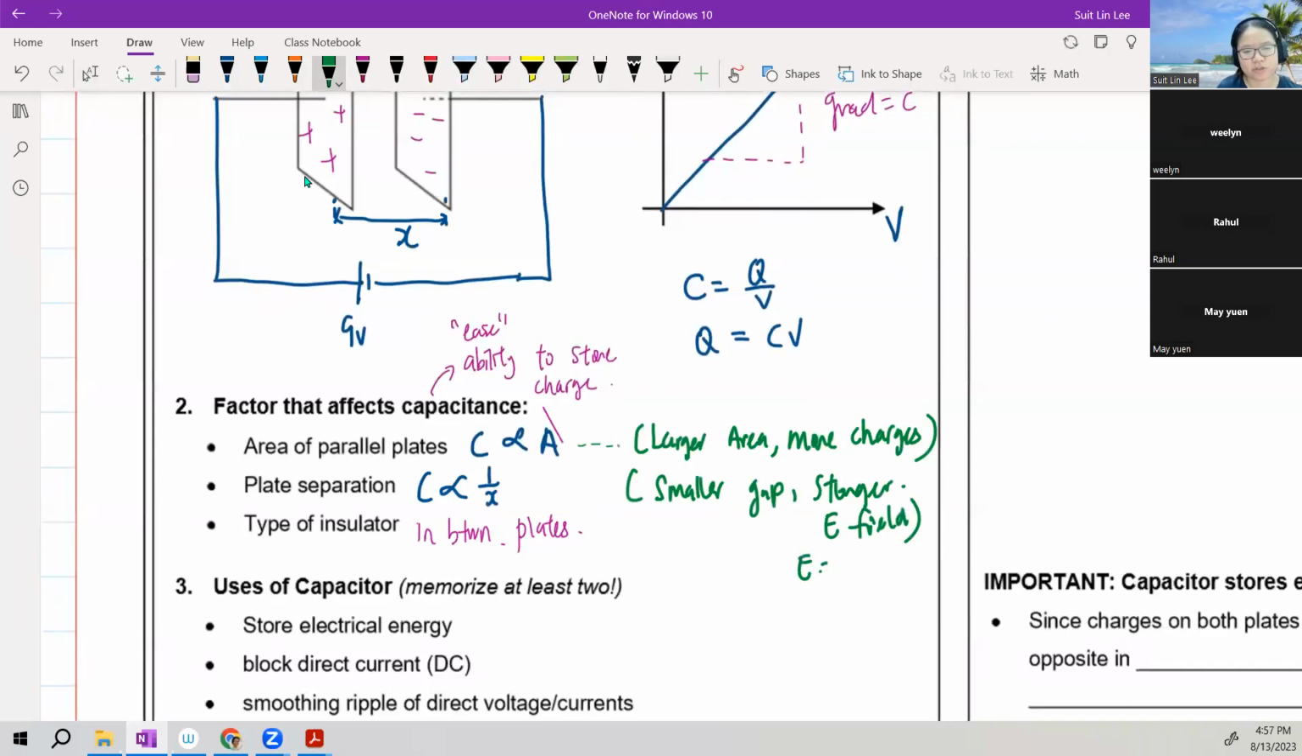Okay, the equation is E equals V over D, or in this case, V over X. So the smaller the X, the stronger the electric field, and the more charge I can put on the plate.